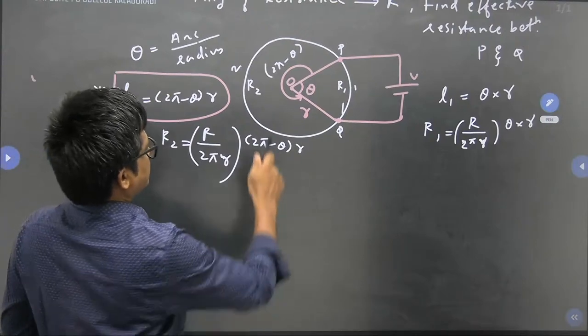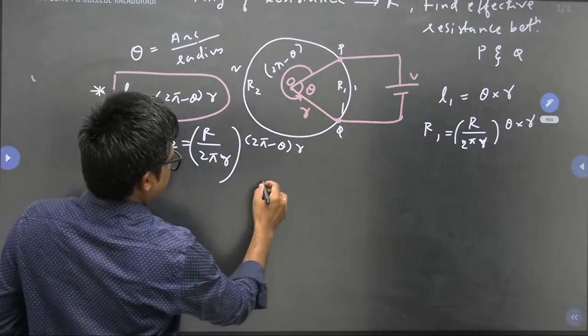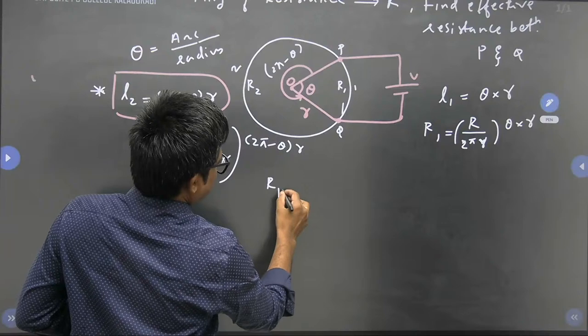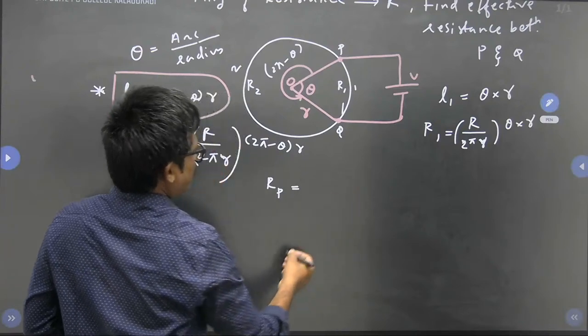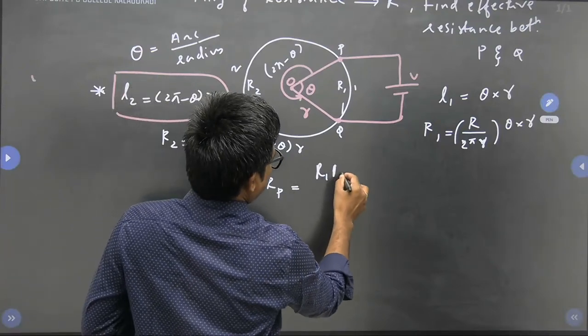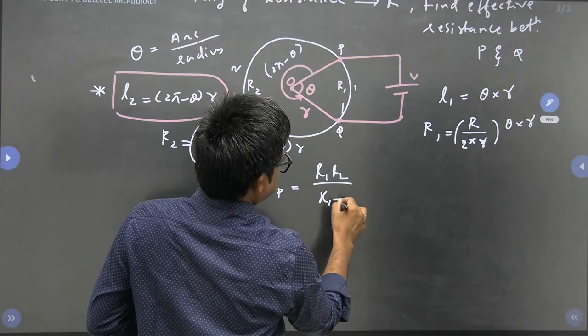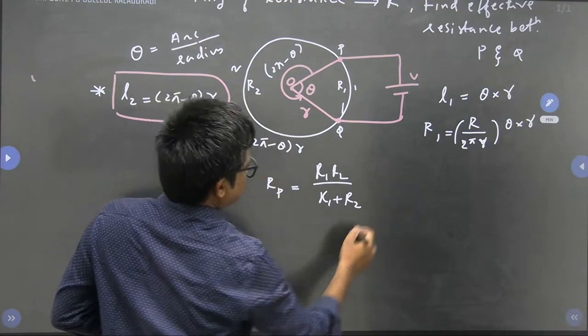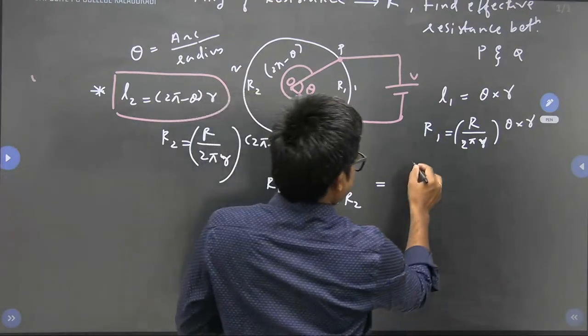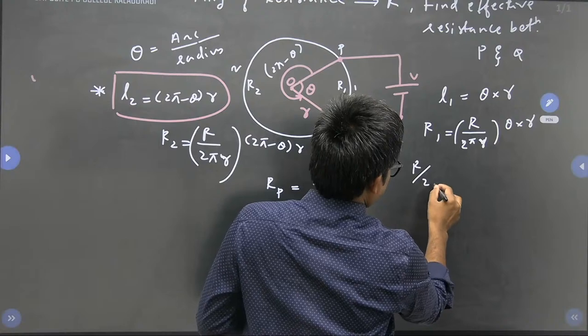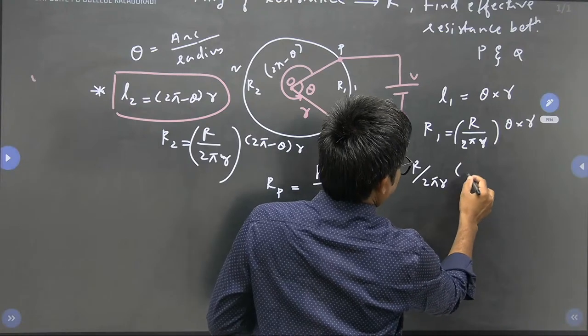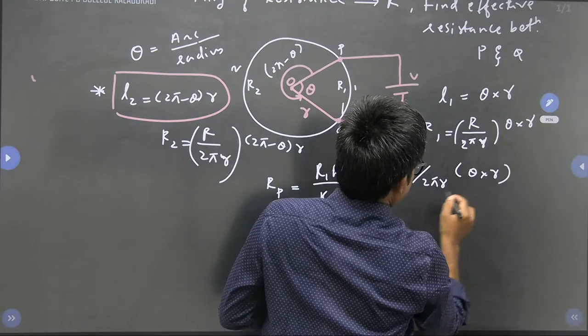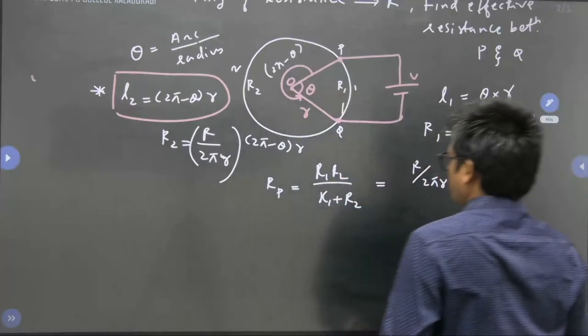Done. Then definitely, if these two are in parallel, what is the effective resistance? Effective resistance in parallel is R1 R2 by R1 plus R2. Then we substitute it now. What is R1 here? R1 is R divided by 2 pi R into theta into R. Right? This is R1. What is R2?